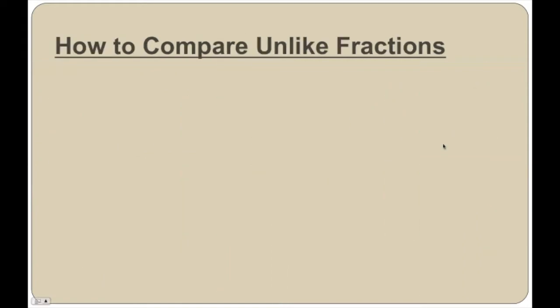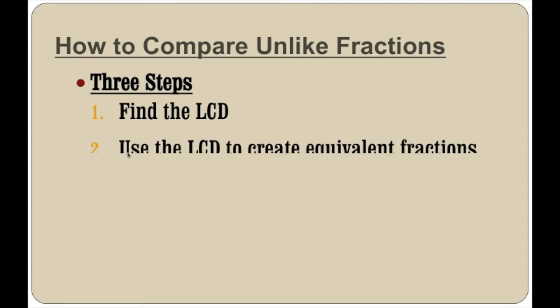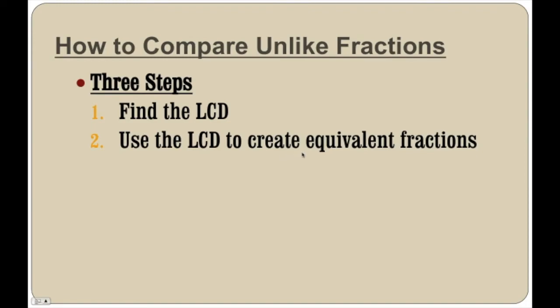Let's take a look. So for comparing unlike fractions, it's going to end up being the same thing, but there are a couple of steps that we have to do before we can compare it just like we did with the last examples. Here's what I mean. There's 3 steps. The first step is to find the LCD. LCD stands for least common denominator, and it's just the least common multiple for the 2 denominators you're looking at. Step 2 is to use the LCD to create equivalent fractions. And step 3 is to compare the numerators.